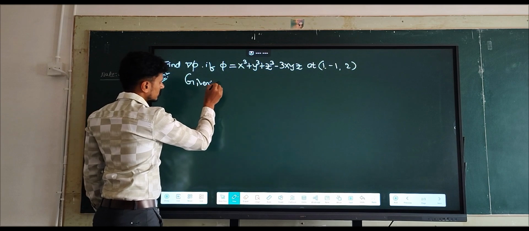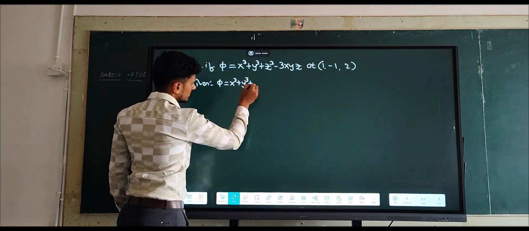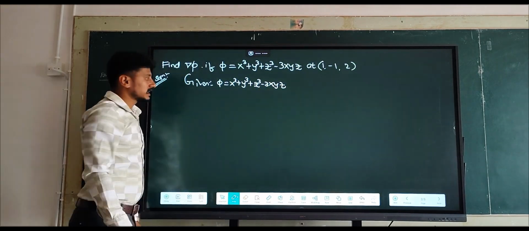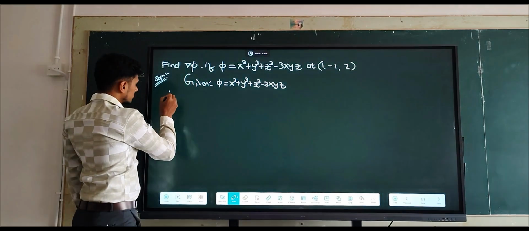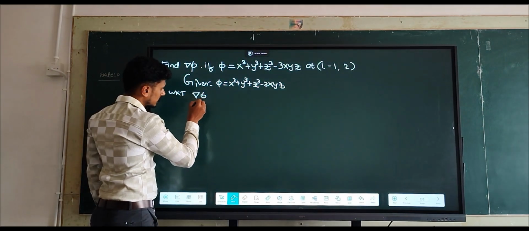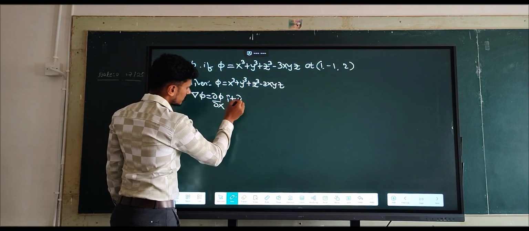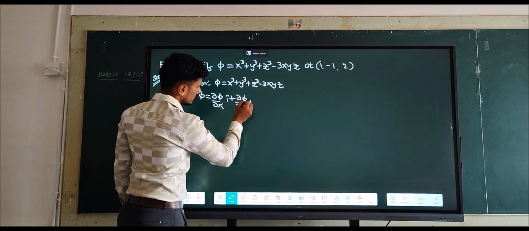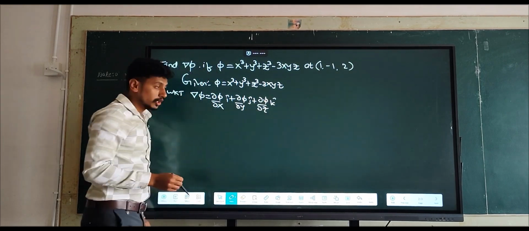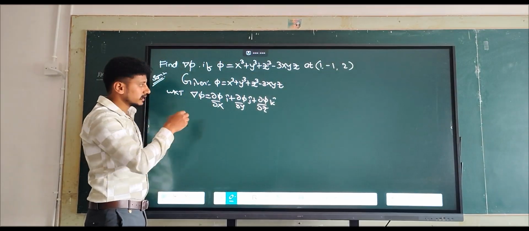Given phi is equal to x cube plus y cube plus z cube minus 3 into x into y into z. This is the function given to us. We know that the gradient of this scalar point function is given by del phi, which is the partial derivative of phi with respect to x.